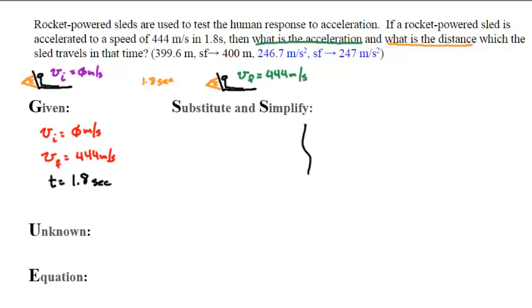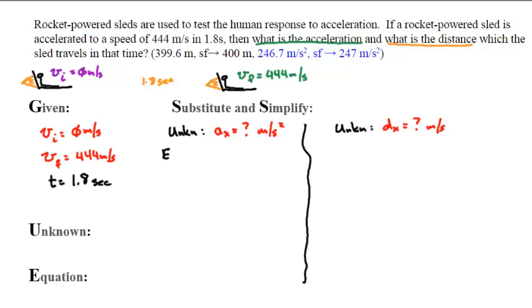Now, there are two problems here. If I am looking for the unknown of acceleration in the x-axis, I can go this route, and that's going to be in meters per second squared. But if the unknown that I'm looking for is distance in the x-axis, I'll go this route.